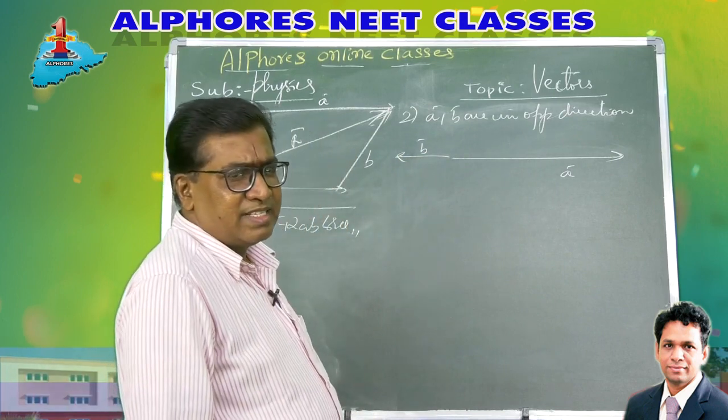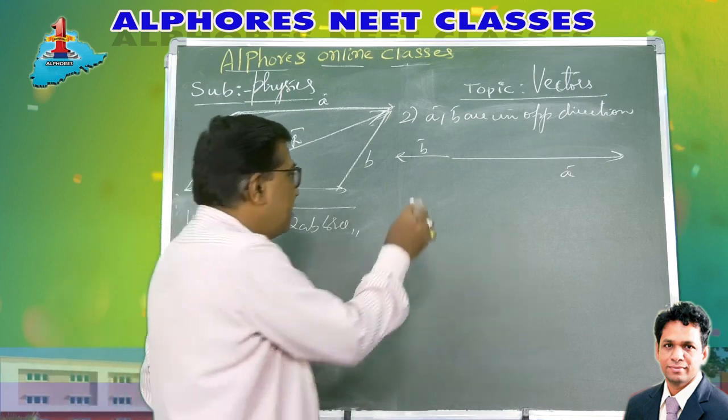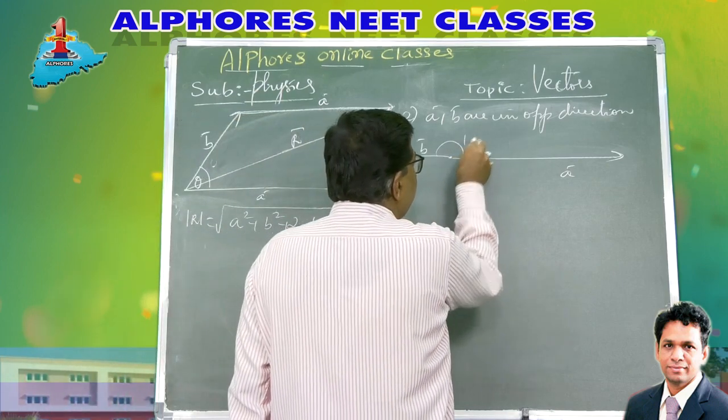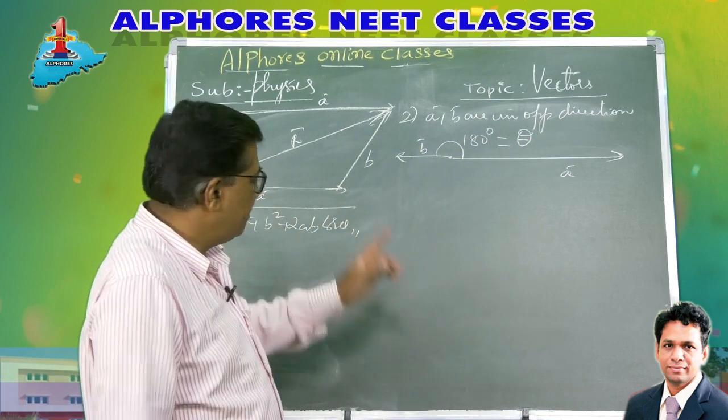Then what is the resultant magnitude? Resultant magnitude and resultant direction. Now the angle between them is 180 degrees. Theta is 180 degrees. Let me substitute in this one.